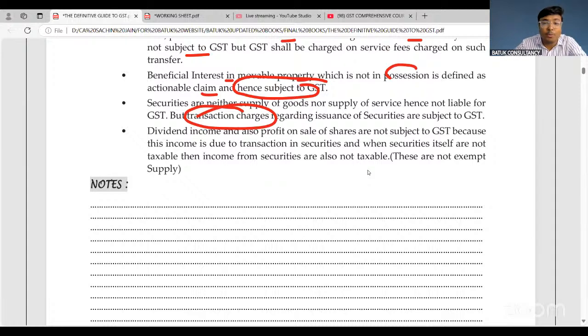Dividend income and also profit on sale of shares are not subject to GST because shares are securities, and due to that security, if you are earning any income, then no GST is applicable on that income. That is the concept which is there.